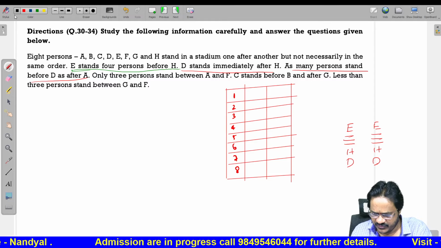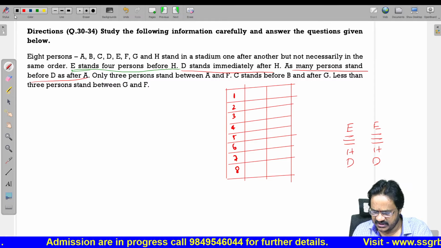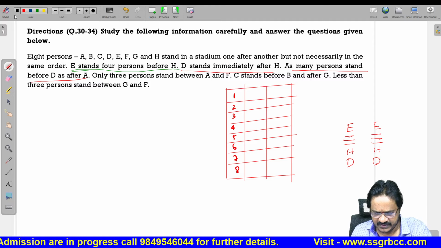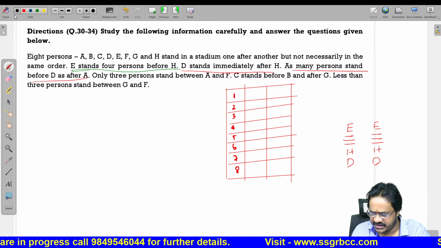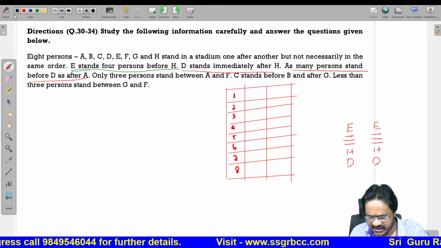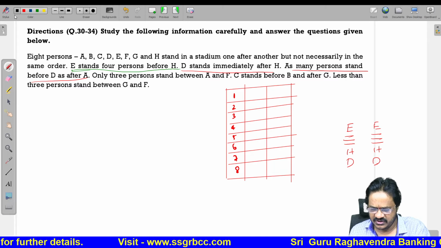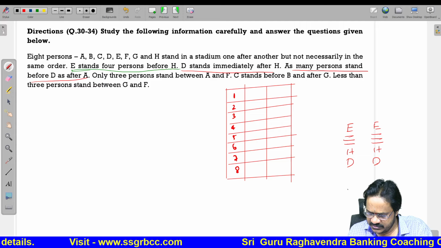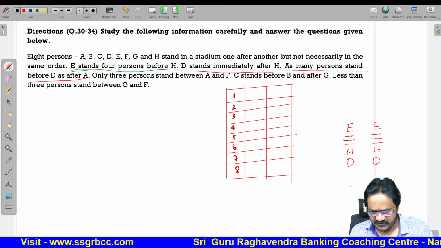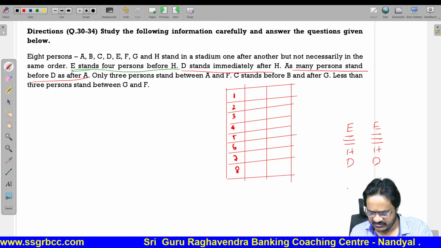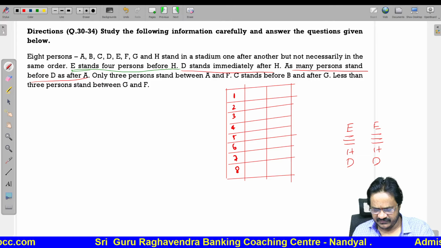So before D, how many persons are there? After A also the same number of persons are there. Only 3 persons are there between A and F. Now C stands before B and after G. Less than 3 persons are there between G and F. Between G and F, less than 3 persons.